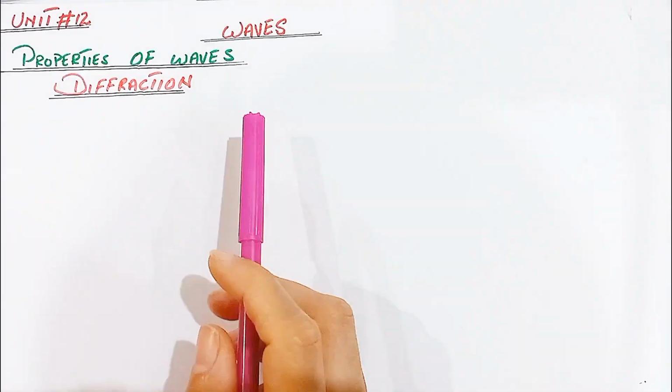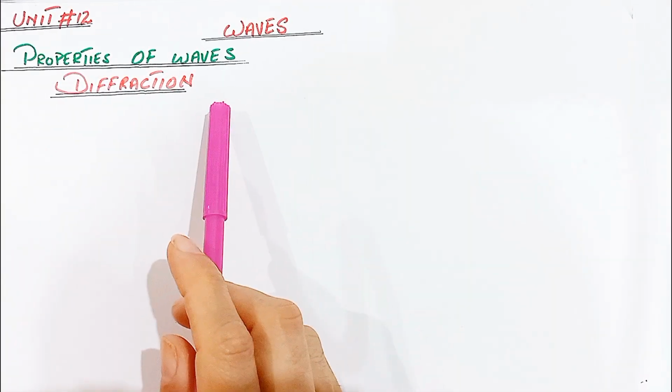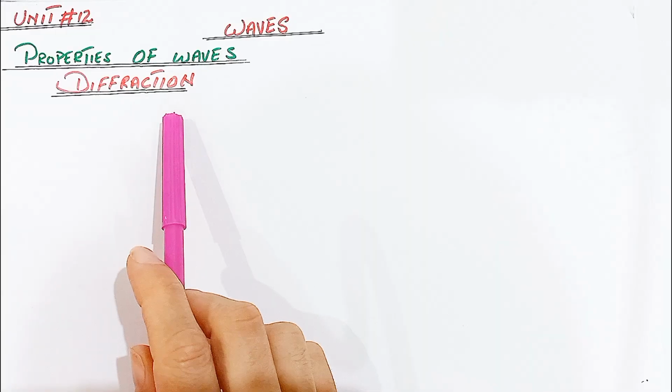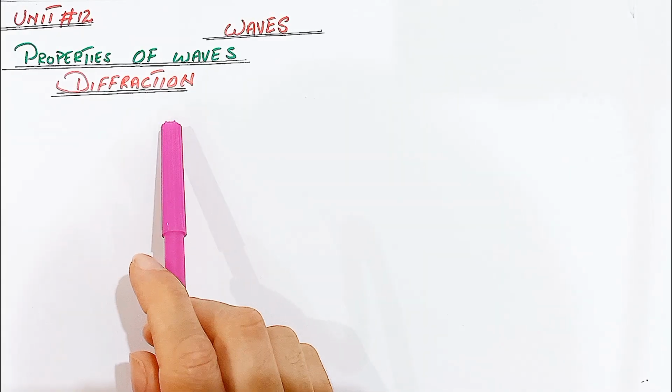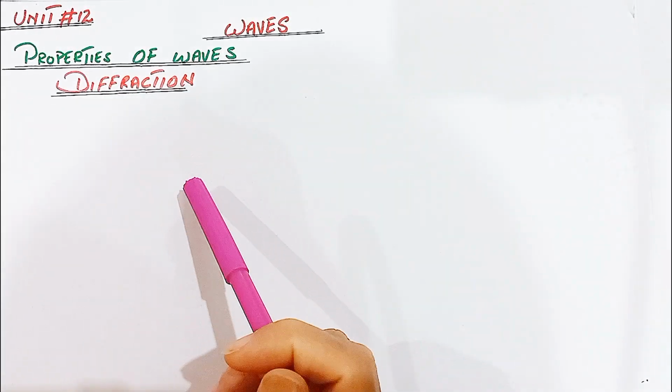Assalamu alaikum students. Today we discuss the topic of the chapter Waves, that is, the properties of waves. The topic is diffraction. We will study what happens when a wave is passed through a narrow opening.